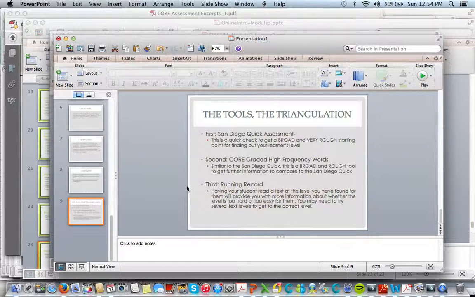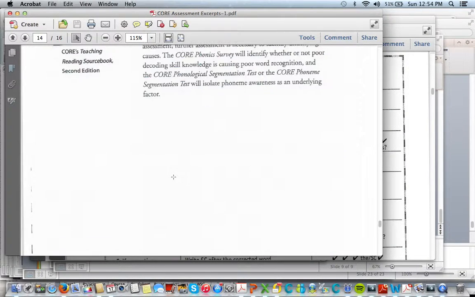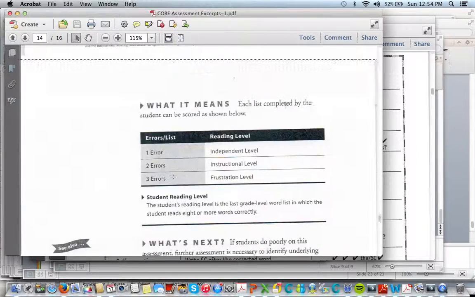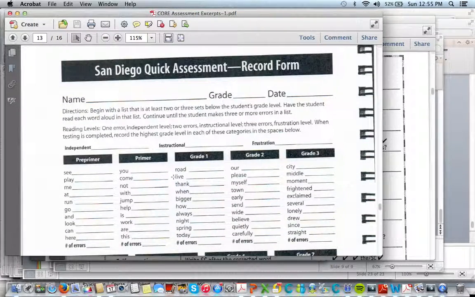Okay, let's look at the San Diego Quick Assessment. Let's start with that. In your core assessment excerpts, you have the San Diego Quick Assessment on page 13. This is a set of lists that you're going to go through with your student. And basically here is independent level, instructional level, and frustration levels that we just talked about.